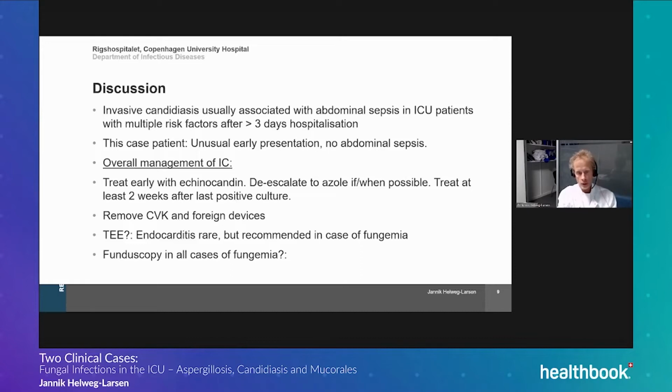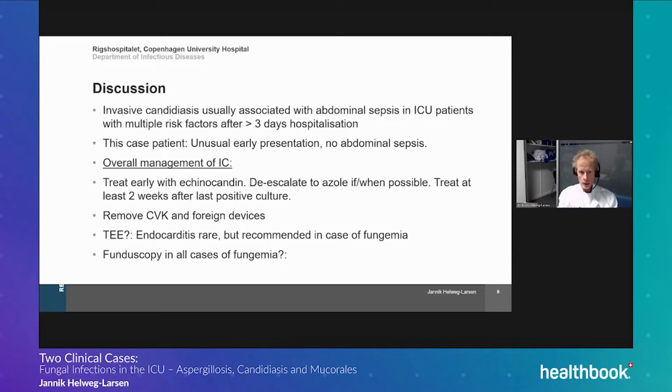The main problem is obviously that this patient has Candida glabrata candidemia, and all Candida glabrata candidemia isolates, at least in Denmark, are azole resistant. So we are obliged to continue with echinocandins or Ambisome in these cases. And this is actually a problem in Denmark because at the moment, 40% of our fungemia are caused by Candida glabrata. The other key point of management of invasive candidiasis is that you have to remove all foreign devices which may be infected.